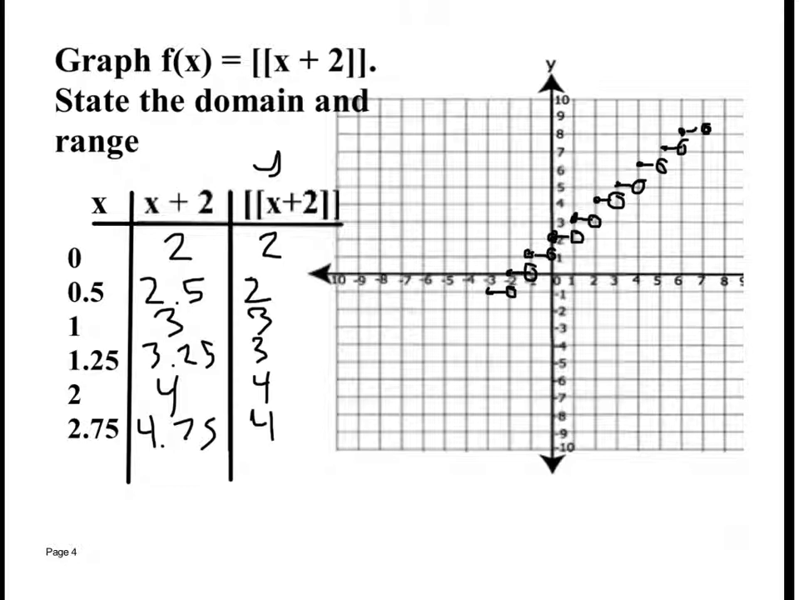What's my domain? Remember to state the domain. My x coordinates. All real numbers, because is there any x number that's left out? No. 1.2, 1.3, all of it's included, right? So my domain is all real numbers. What is that 2 though?